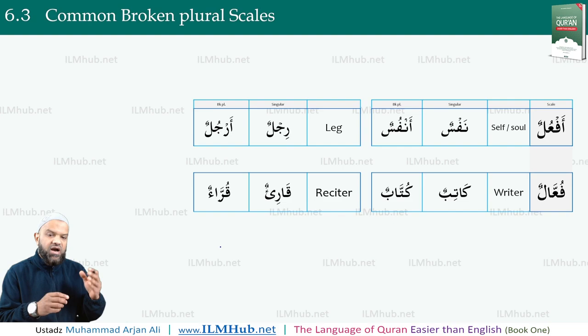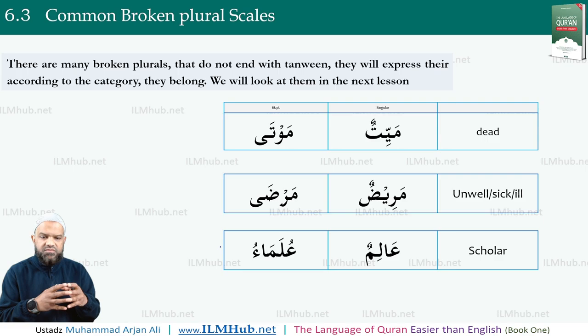Let's take a couple from there. Katibun, which means a writer, and the plural, kuttabun. And we have reciter, qari'un, the one who recites, and qurra'un. So you can see here patterns after patterns after patterns. There are also patterns of the broken plural which don't end with tanween. We'll look at them in the next lesson, inshallah. But for now, just note that not all broken plurals will end with tanween. Some will, a significant number will, but not all.